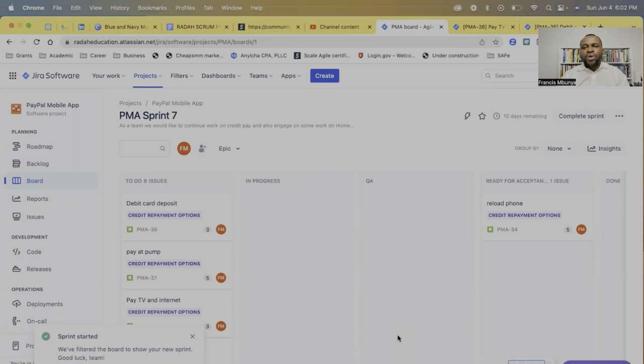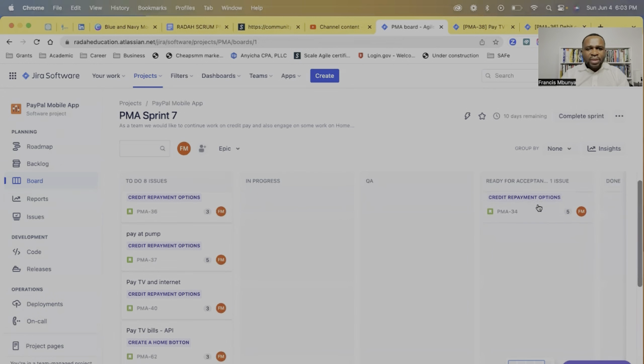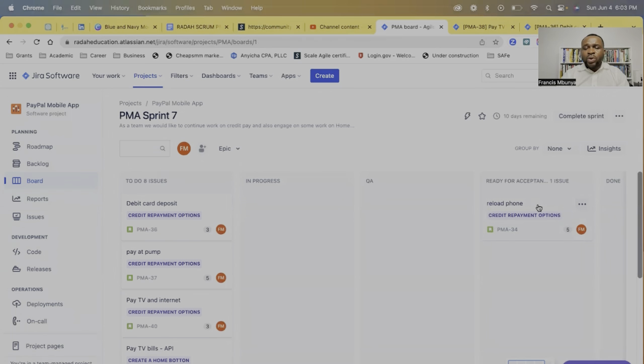Now remember, when I start my sprint, this story was a rollover and it was ready for acceptance. For some reason, this was not accepted, so it pulls back here. When you roll your story to the next sprint and launch the sprint, all the stories go back to the board. Okay, and this is my sprint board, and this is where we start doing the work.